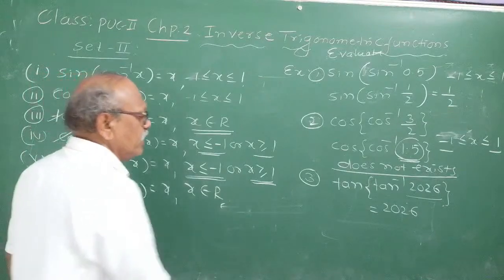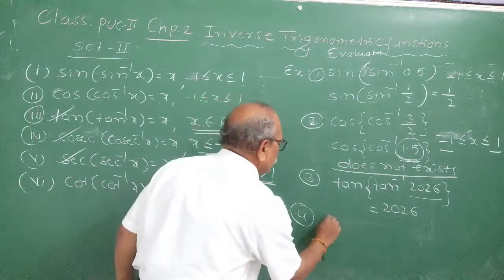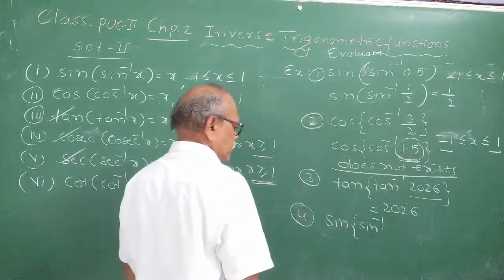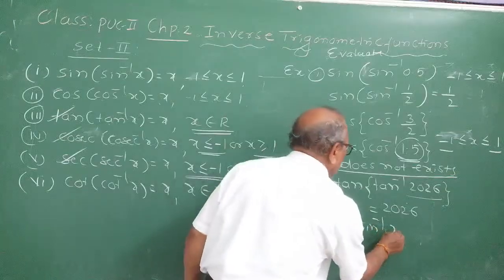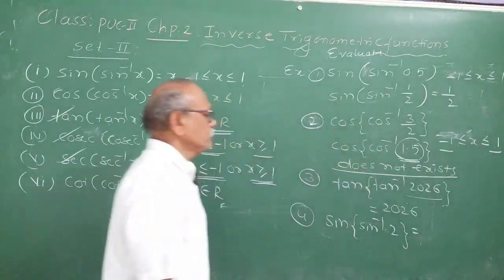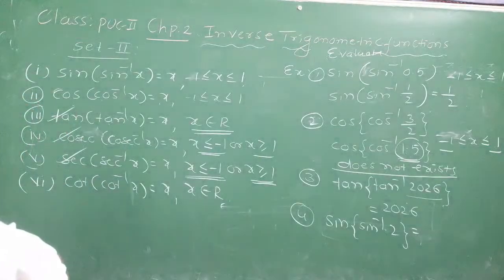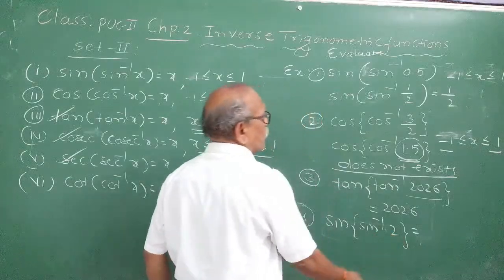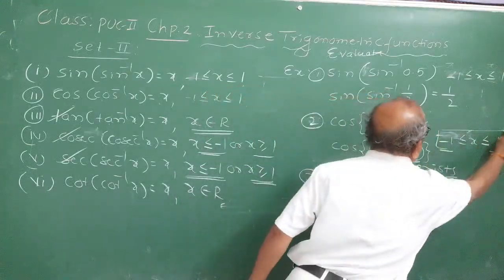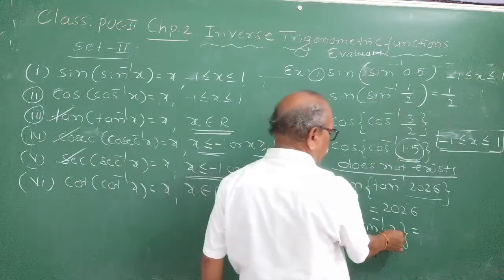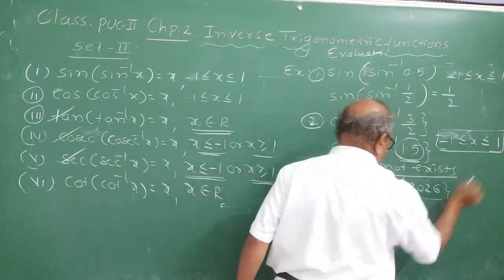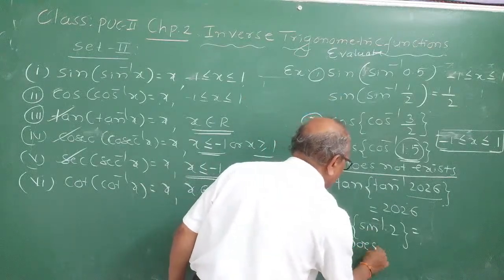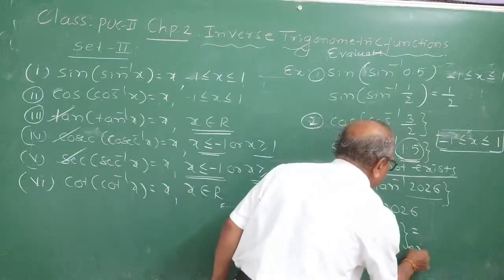Getting the idea? Suppose that I give you sine inverse 2. What is the answer? See, 2 is here. What is the restriction? You have to carefully observe. Sine inverse exists only if the value of x lies between -1 and +1. 2 is beyond it. Therefore, the value does not exist. You have to give the answer: does not exist.